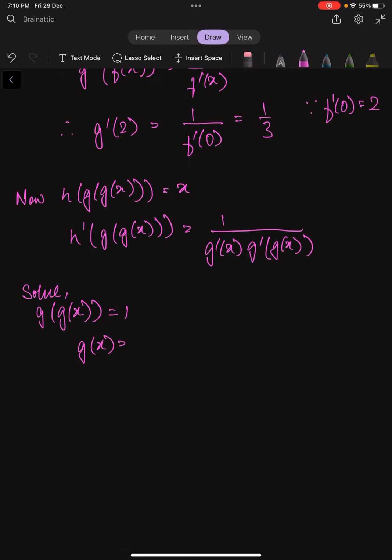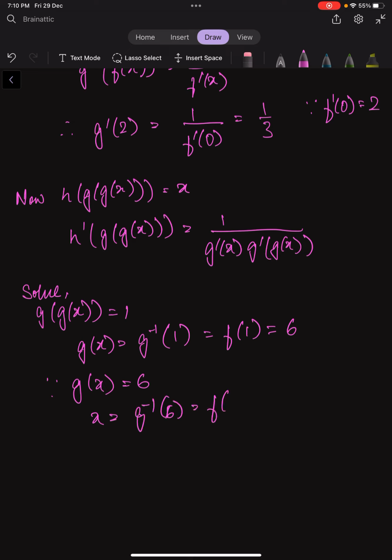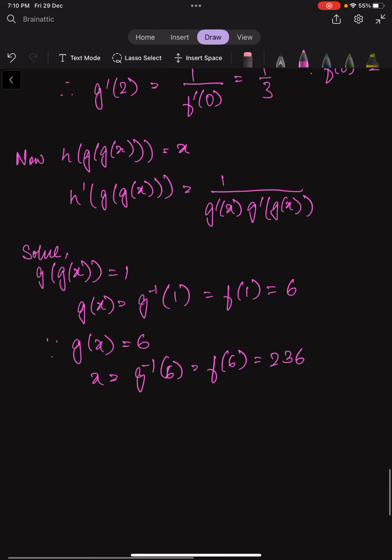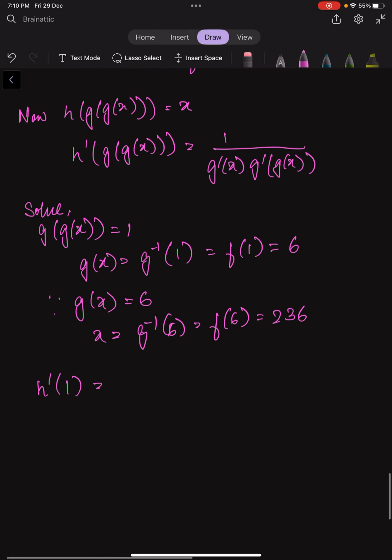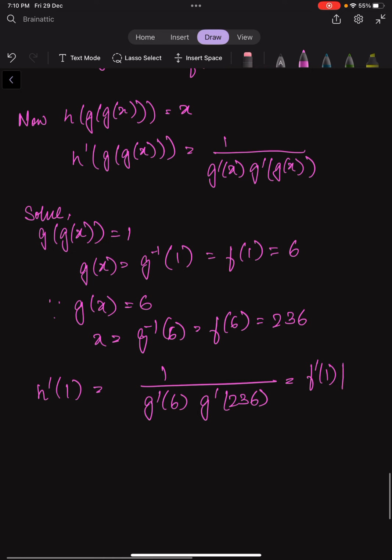So x is equal to g inverse of 1, which is nothing but f of 1, which is equal to 6. Again, since we just showed g of x is equal to 6, x is equal to g inverse of 6, which is equal to f of 6, which is equal to 236. Now plug in these values: h dash of 1 is equal to g dash of 6 into g dash of 236, which is equal to f dash of 1 into f dash of 6, which is equal to 6 into 111. Our final answer is 666.